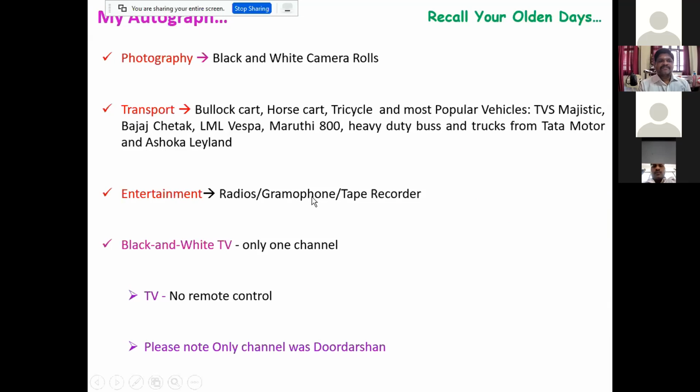If you see the first one, what I have written here is photography. The only thing available during my time was black and white camera rolls, and you had to wait 2 to 3 days minimum, or even 1 week, to get your photo in your hand, because it requires washing and cleaning, everything you have to do in dark rooms. Printing also takes more time. Now we will see how photography is.